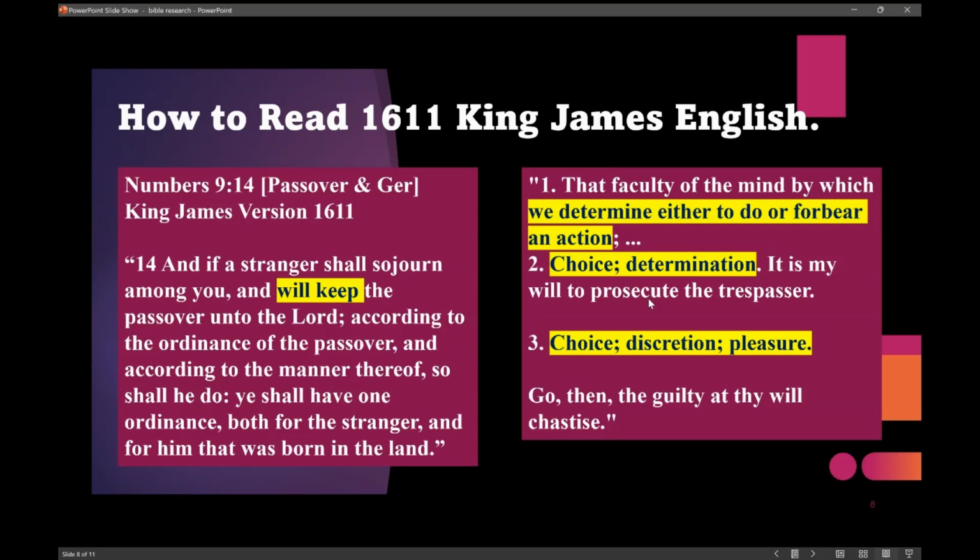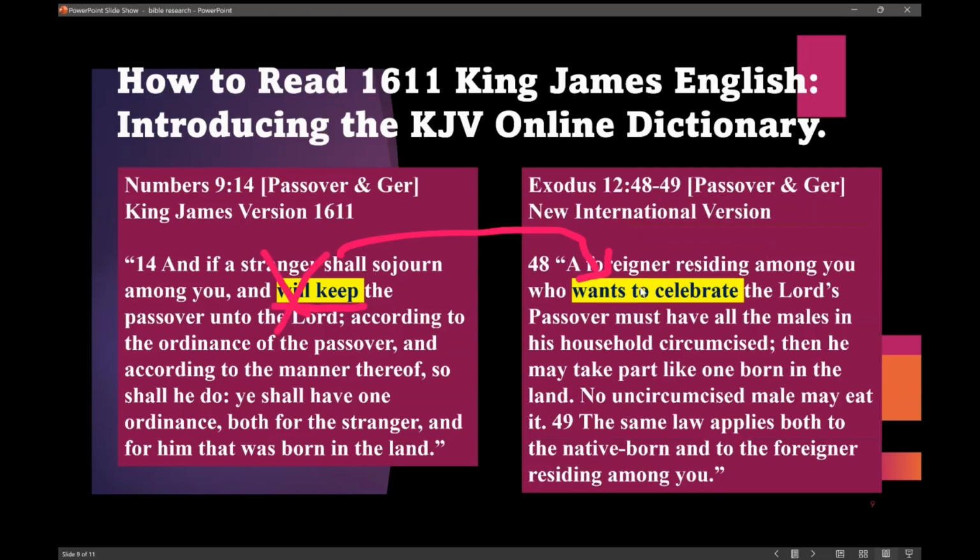So this is how you would determine whether the King James Bible is still relevant in using the word will, if you think will always means must in modern English, which I doubt is even the truth there, but that's what Christina said. So the answer is, you need to get rid of the concept in your mind, will keep means must keep. It doesn't mean that. It means wants to keep. Just like it says in the parallel passage of Exodus 12, verses 48 to 49, about the Passover, the very same thing. And it clearly says there, wants to keep.